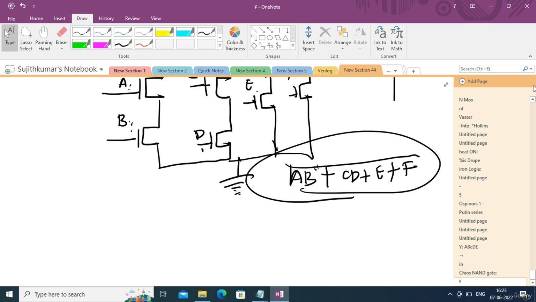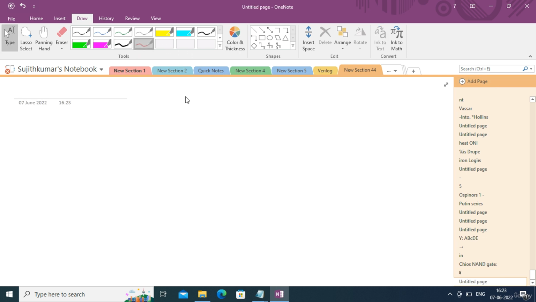If you want, you can try it for a 2-input NOR gate, which is given by y equal to a or b the whole bar. For the 2-input NOR gate, you have to make two transistors in parallel in the pull down network, and in the pull up network they will become series. That's how the implementation goes. I hope you understood this.